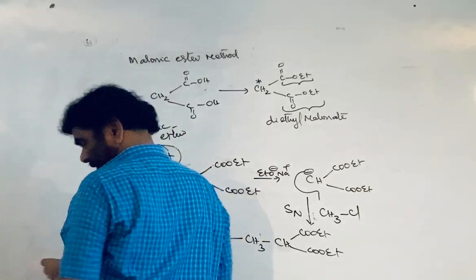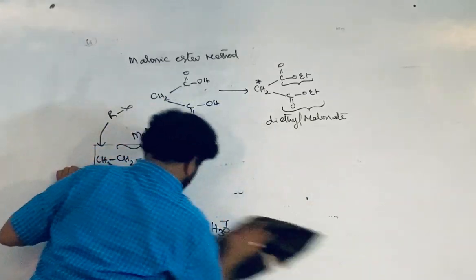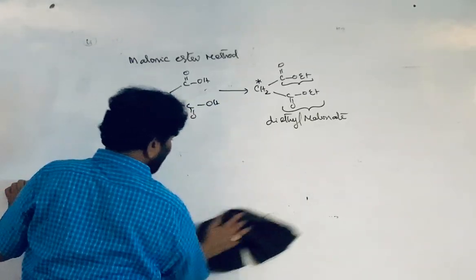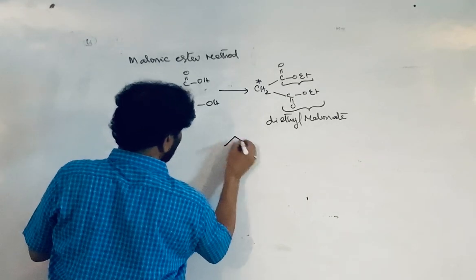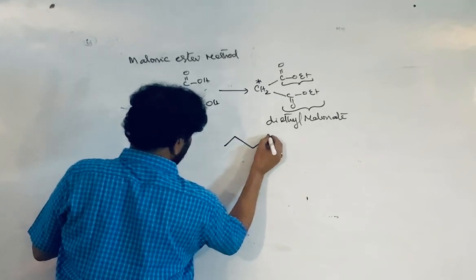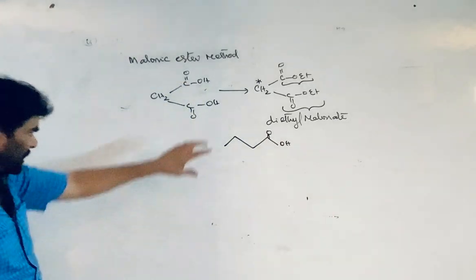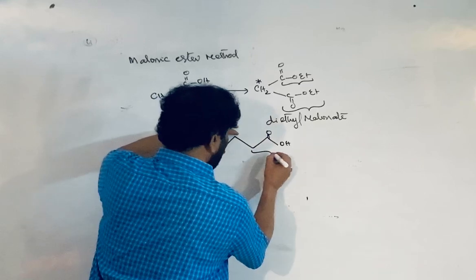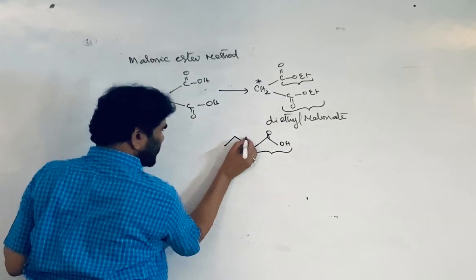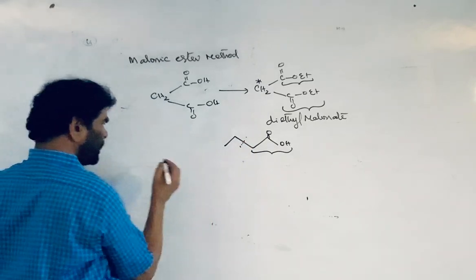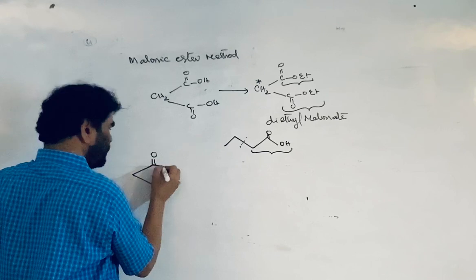Now let me take a fresh one. I want to prepare butanoic acid by this method. Butanoic acid, 1, 2, 3, 4. If you want to prepare butanoic acid, part of it comes from the malonic acid ester, and this is the side chain. You have to take the ethyl group. Now you take the diethyl malonate.